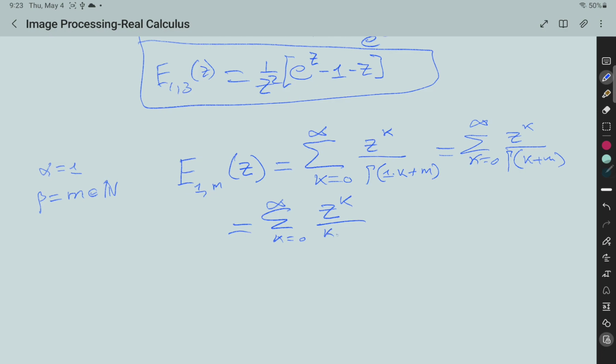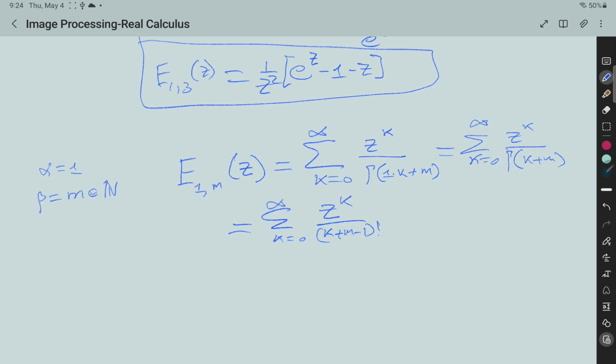This is (k+m-1)!. Okay, so the trick here is you have the (k+1) minus (k+m-1)! down here. So you need something that looks like the power of the denominator upstairs so that you can make an exponential function out of it.